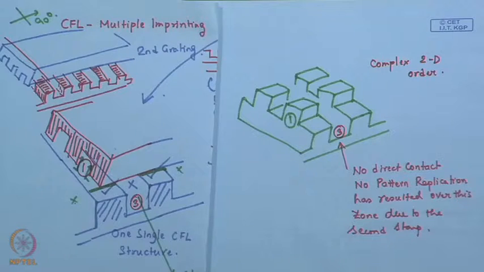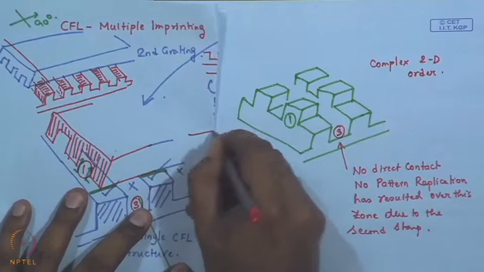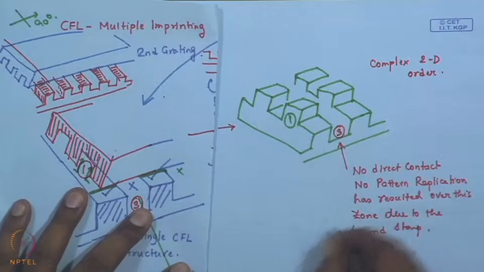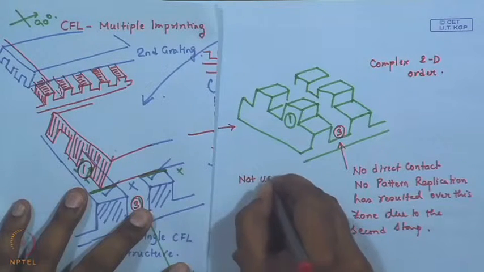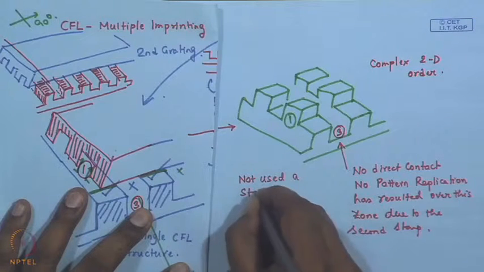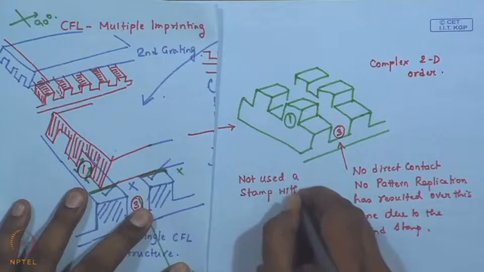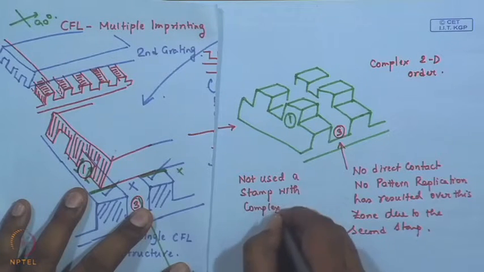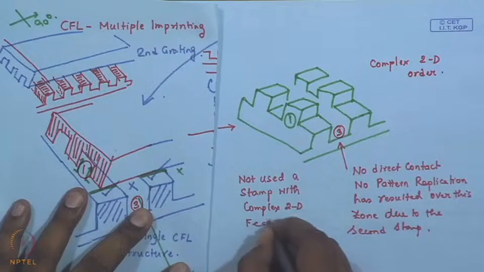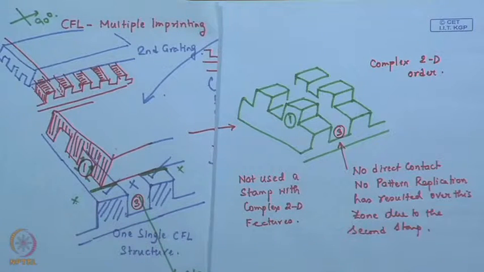but what is the real novelty behind this approach? Though you have created a pattern which has 2D order, you have not used a stamp with complex 2D features. As we have already mentioned, a stamp with complex 2D features would be more expensive, as it will be more difficult to fabricate either photolithographically or by any other high end lithography technique.